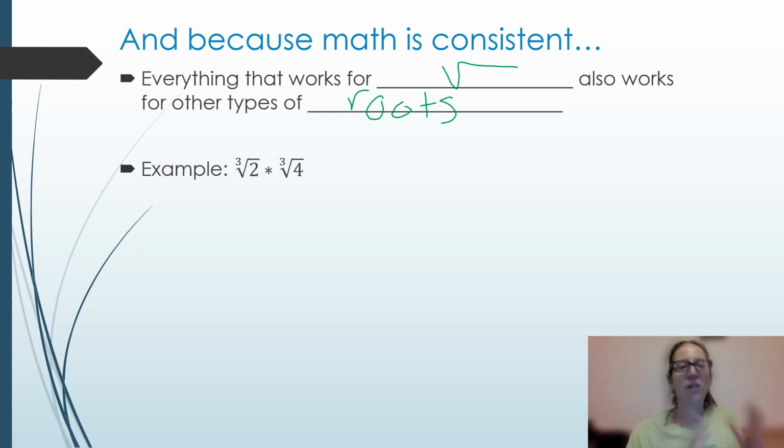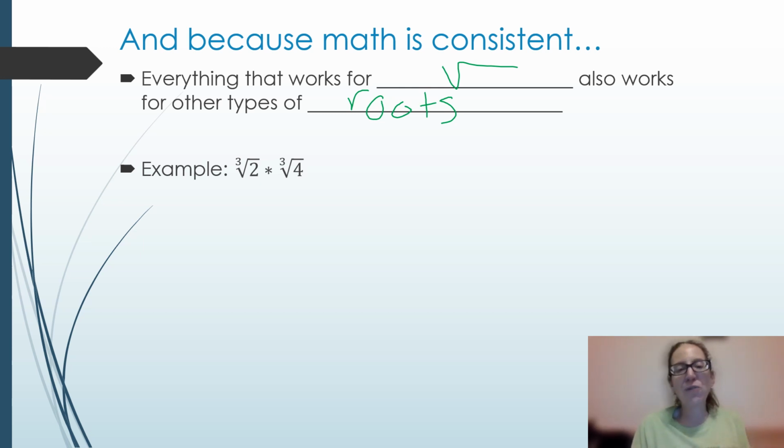So even though all of the examples that we did in this lesson were square roots, and the reason I do that is because the vast majority of all of the roots that you will ever see in your life are going to be square roots. So that is what we want to emphasize and focus on. But none of these ideas change just because you have another type of root.